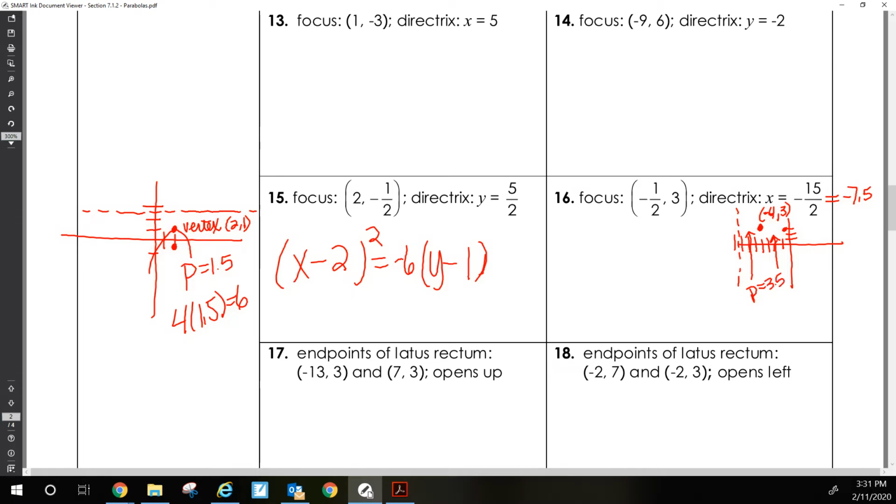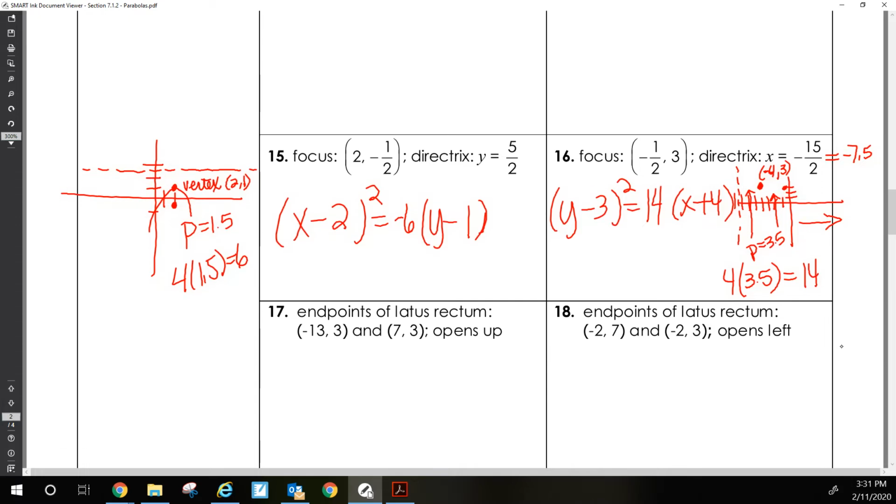This guy is opening to the right, away from the directrix, around the focal point. So I've got a y squared is equal to an x. Let's plug in that vertex of (-4, 3): x minus a minus 4 would be x + 4, and y - 3. My 4p then is going to be 4 times 3.5. Well, 4 times 3 is 12, 4 times 1/2 is 2, and 12 plus 2 is going to be 14. Since we're going to the right, it's going to be positive.